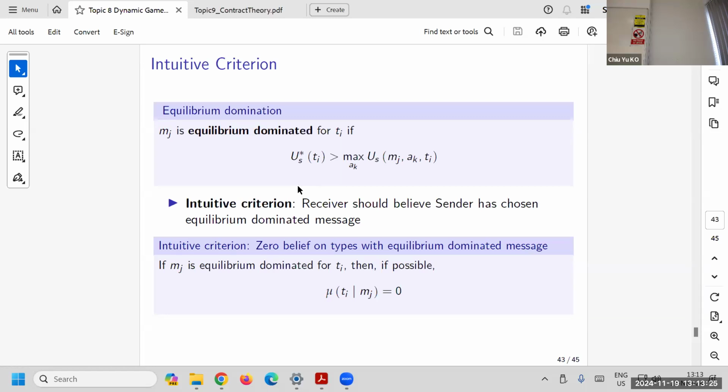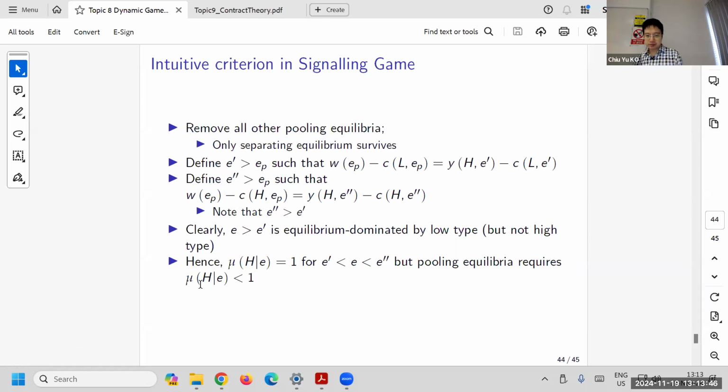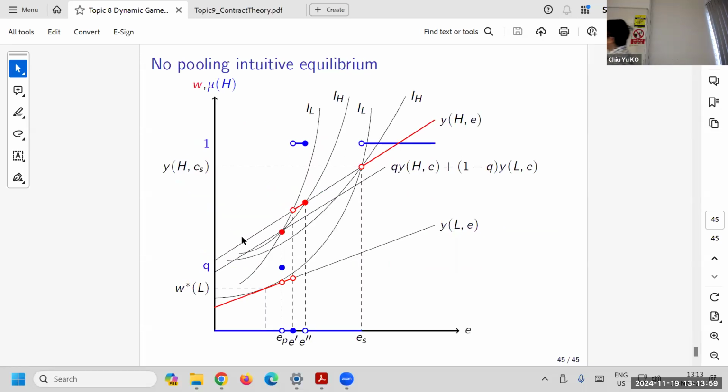So that is the intuitive criterion, that means very intuitive. Okay, I don't know whether you agree with the term, but that's called intuitive. Okay, so let's see the example, because I think for this one, no matter how many times you read it, it's very confusing. Let's see the example in practice, then you see what's going on. Okay, so let's try to argue that all the pooling equilibrium will die.